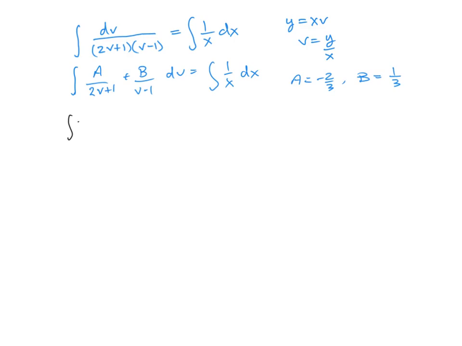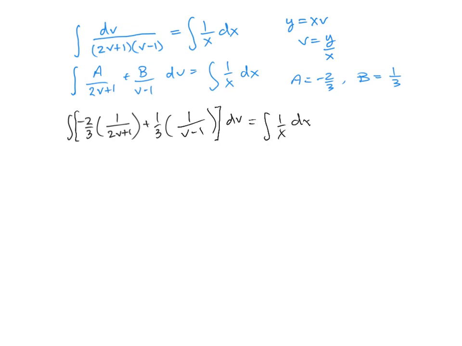the a as negative 2/3, and then it's going to be times 1 over 2v plus 1, plus the b, which we know is equal to 1/3. So we're going to factor that out and write that as 1 over v minus 1. And we're integrating this whole thing with respect to v. So sometimes people put little brackets on these just to kind of keep it together. And that's equal to the integral of 1 over x dx.